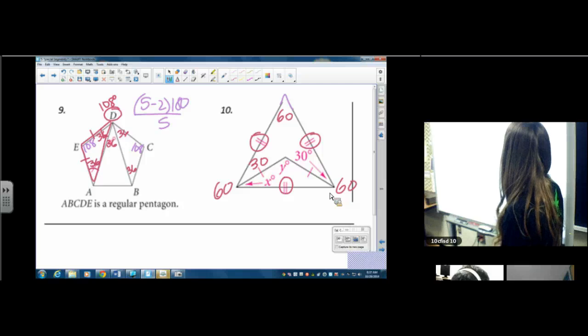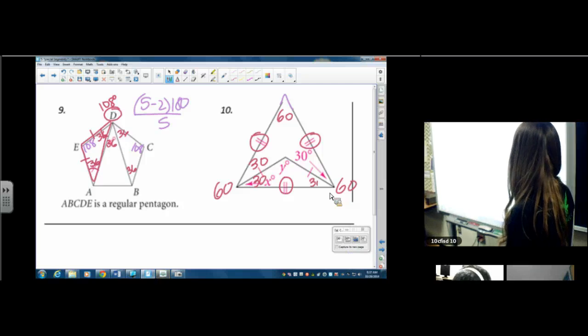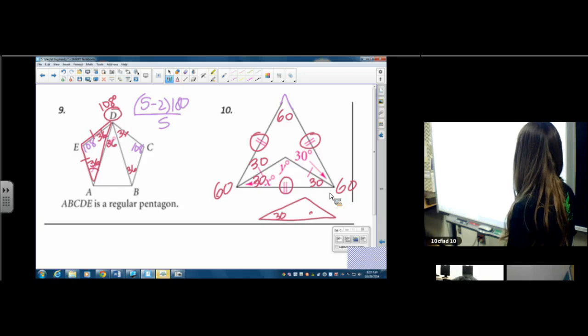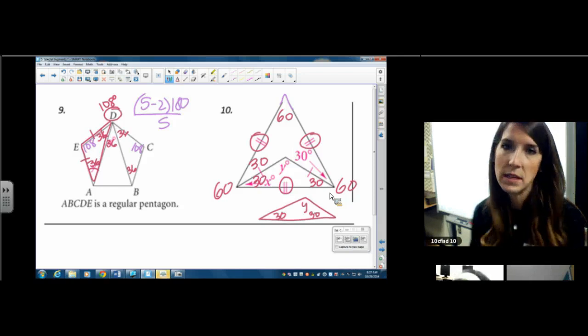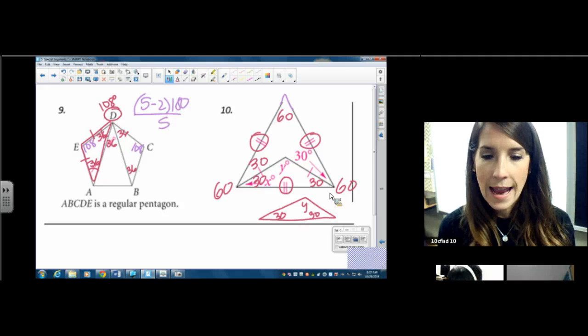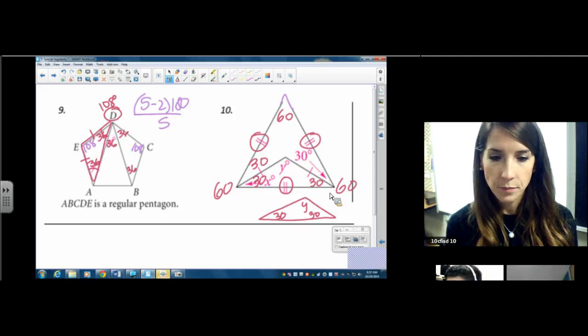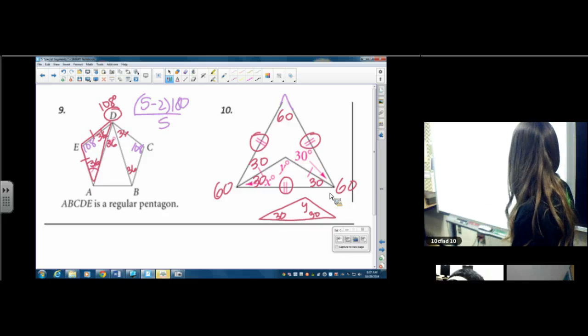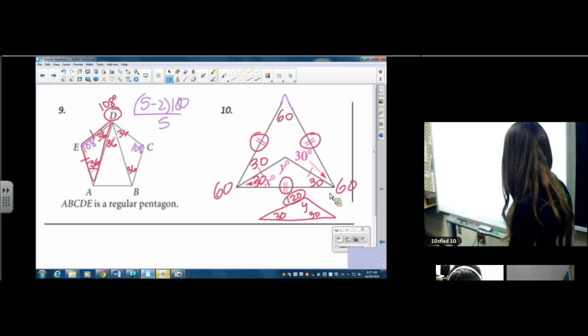So 60 minus 30, that means this is 30, 30. And now we can find y. If we've got a triangle and this is 30 and this is 30, we can all find the missing angle. So 180 minus 60. 120. All right.